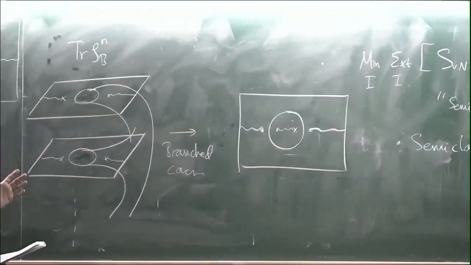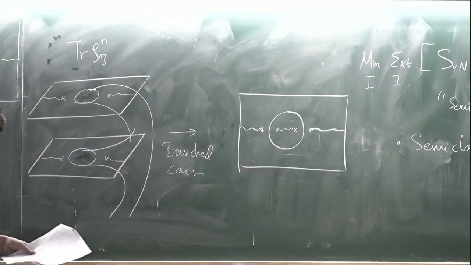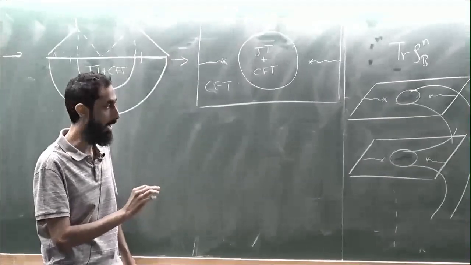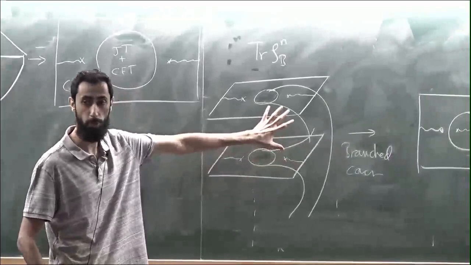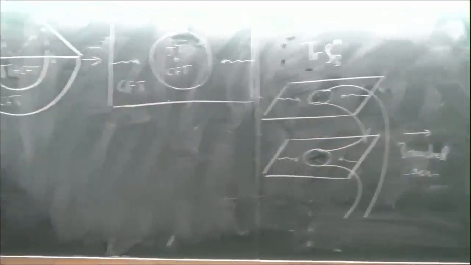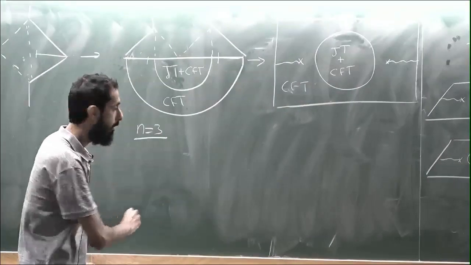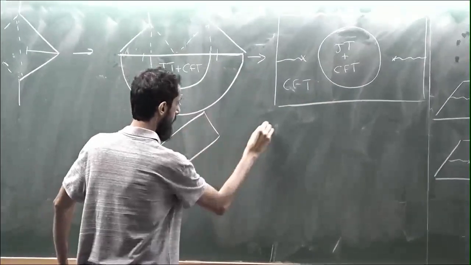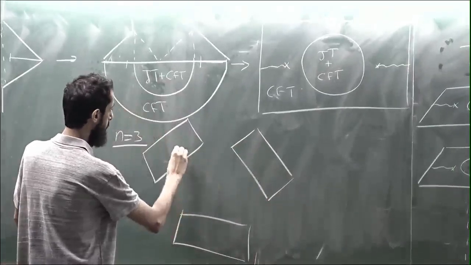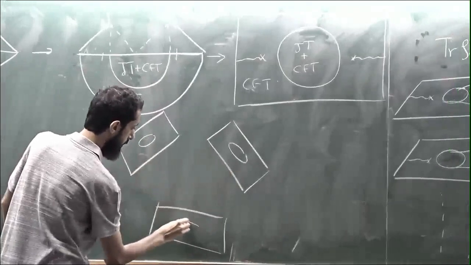Let me draw some pictures, for example, let's consider the n equals 3 case. You can have as many as you want, but for now, let me consider the emergence of just a single one. This corresponds to what I drew here. Let me be a bit more precise. Let's consider the n equals 3 case. So I have 3 copies, and the wormhole is something like this.